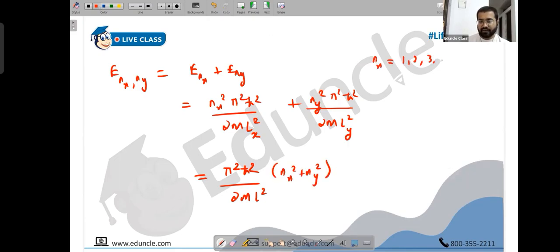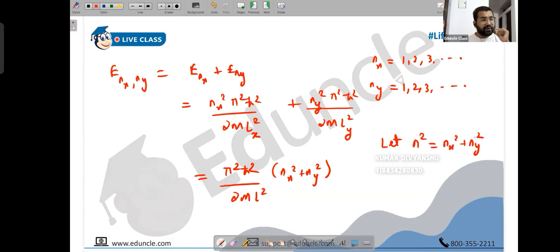Okay, nx will start from 1, the quantum number around the x-axis, and ny is also a principal quantum number, which starts from 1. But just for the sake of having a similar formula to the 1D box, we have written nx square plus ny square is n square, and I want to put this in your head that n is not a natural number. n is just a random constant. It could be root 5, it could be root 3, it could be anything. It's just a random number.